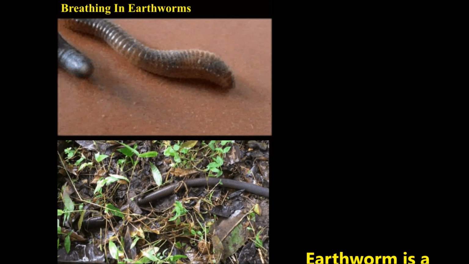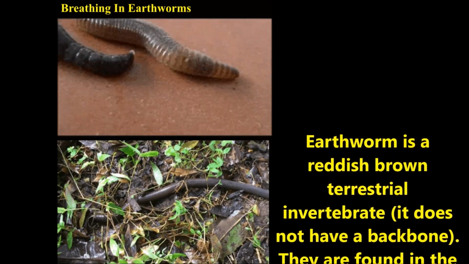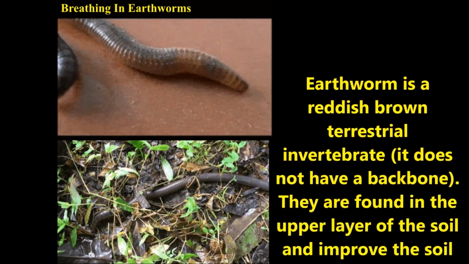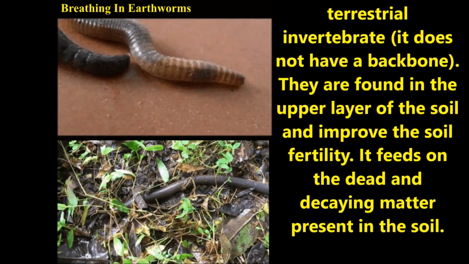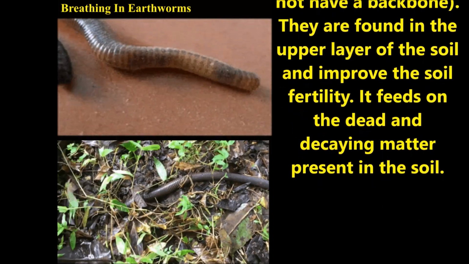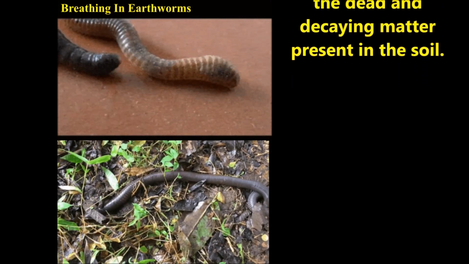Now, let us discuss the breathing system in earthworm. Earthworm is a reddish-brown terrestrial invertebrate. It does not have a backbone. They are found in the upper layer of the soil and improve the soil fertility. It feeds on the dead and decaying matter present in the soil.